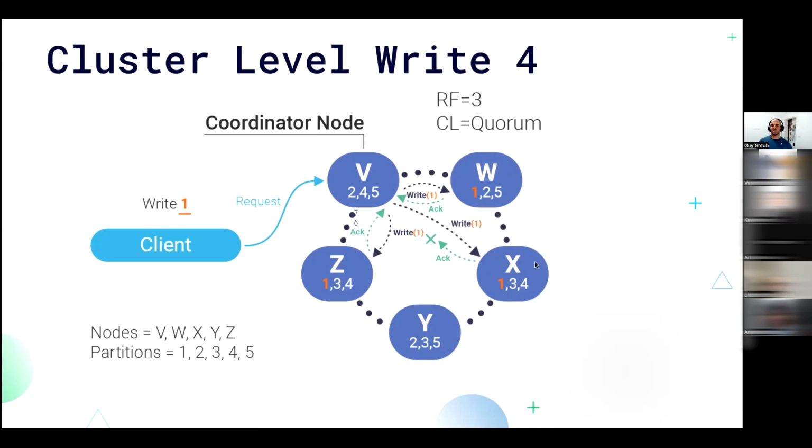For some reason, node X sent the acknowledgement, but say there was a network failure here, and the acknowledgement did not reach node V. What do you think would happen here? Would node V return a failure or a success, or would it do something else? If you can quickly write in the chat window what you think would happen.